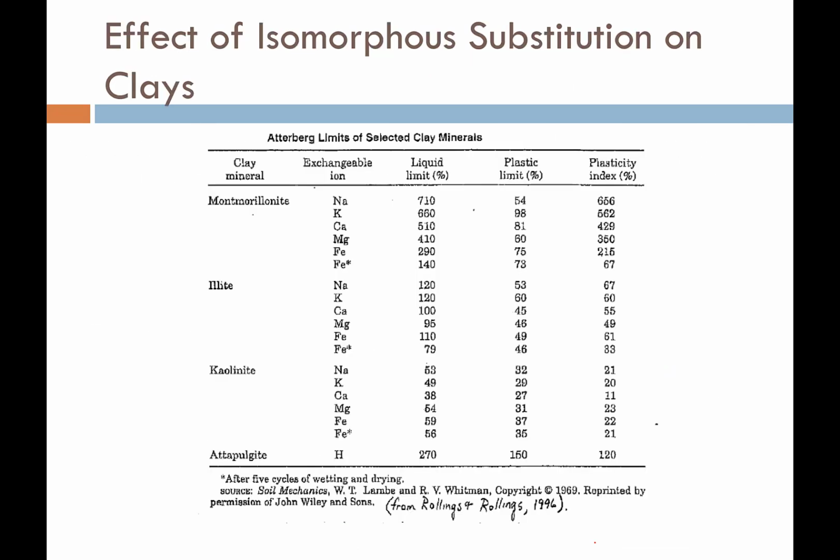So what kind of effect does isomorphous substitution have on the engineering properties of clays? Well, let's look at it in terms of our Atterberg limits and the resulting plasticity index. You can see for different clay minerals, montmorillonite, illite, kaolinite, and a different mineral we haven't mentioned yet, but it's a fun one to say 100 times, Atterbergite.